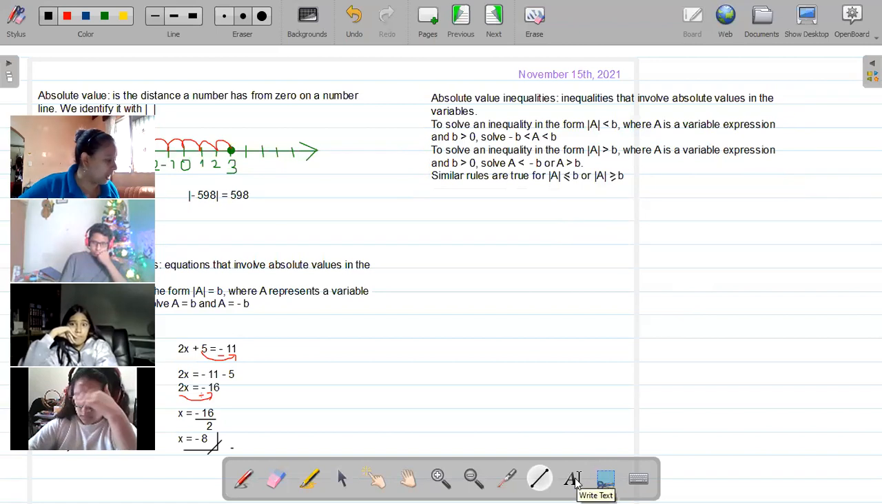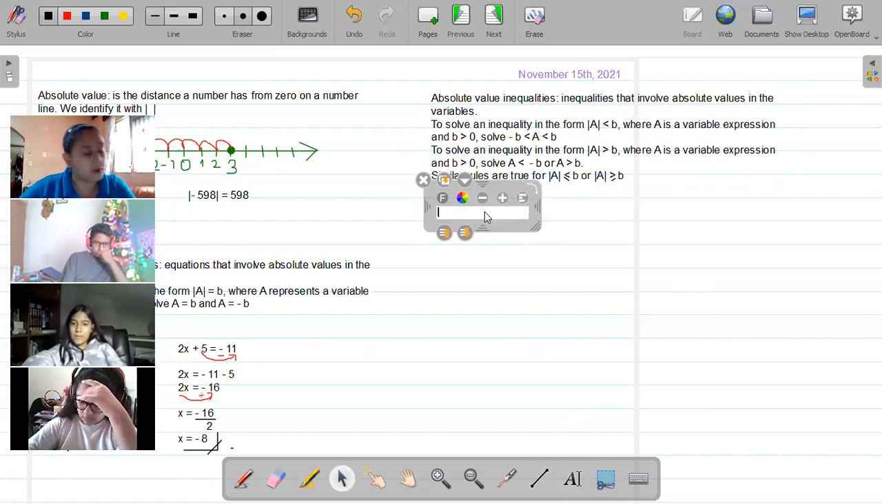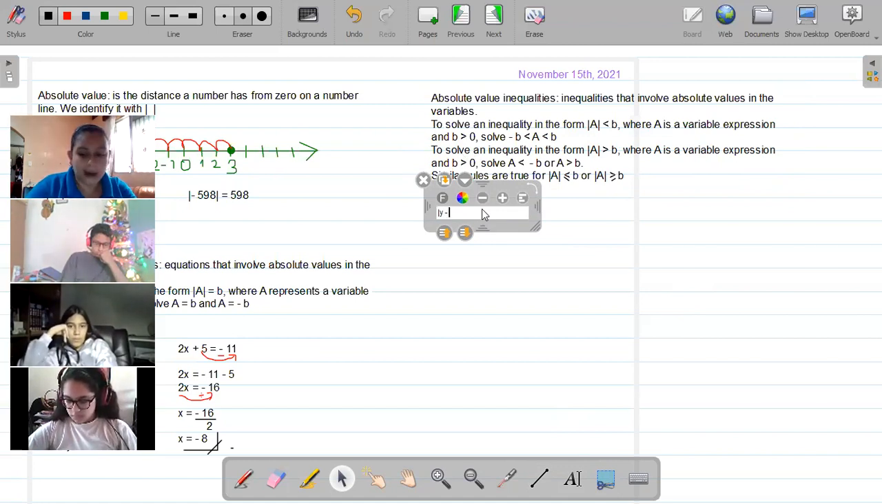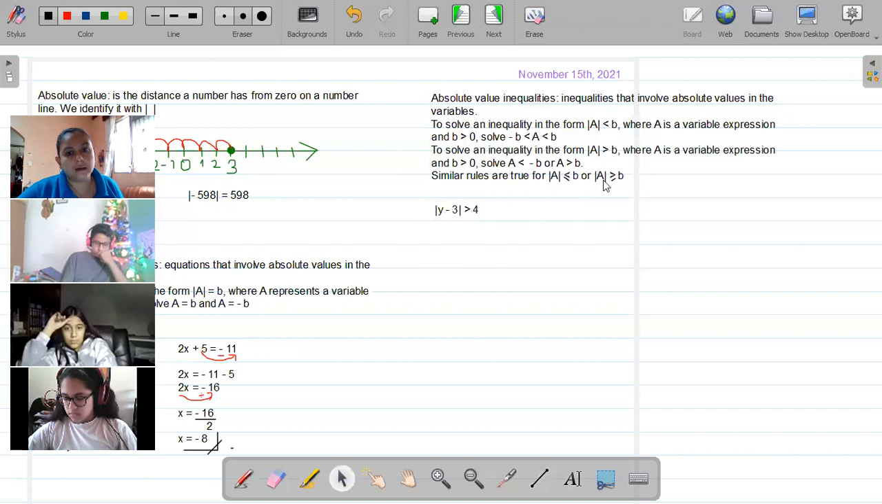Okay, so let's see an exercise that applies that. So let's say that we have, for the example, absolute value of y minus 3 greater than 4. Okay, so let's see the instructions. This one is for less than, this one is for greater than. So I'm going to use this second one, okay? Because it is the greater one.